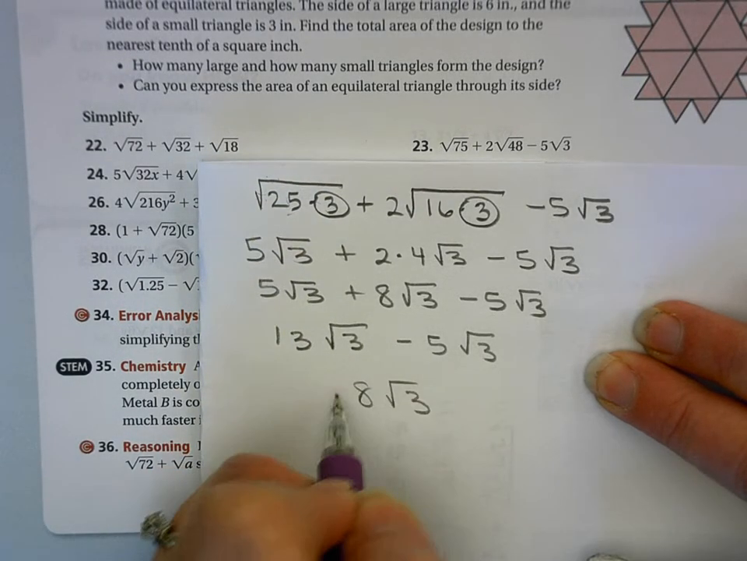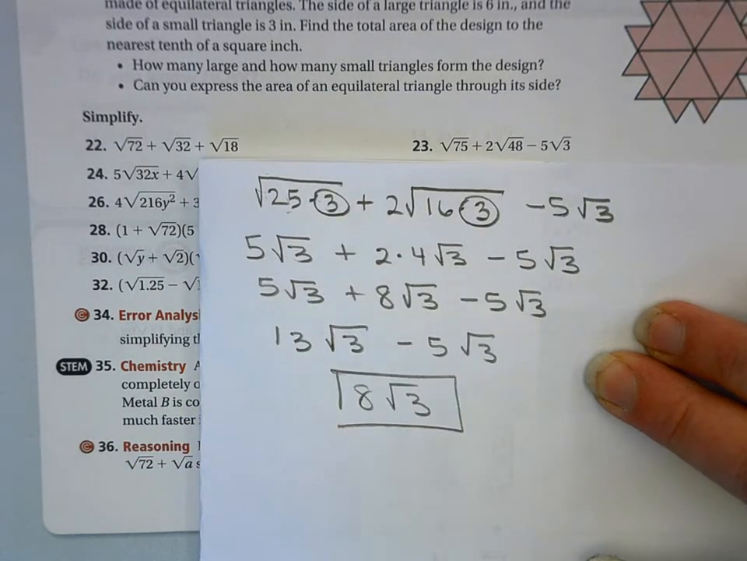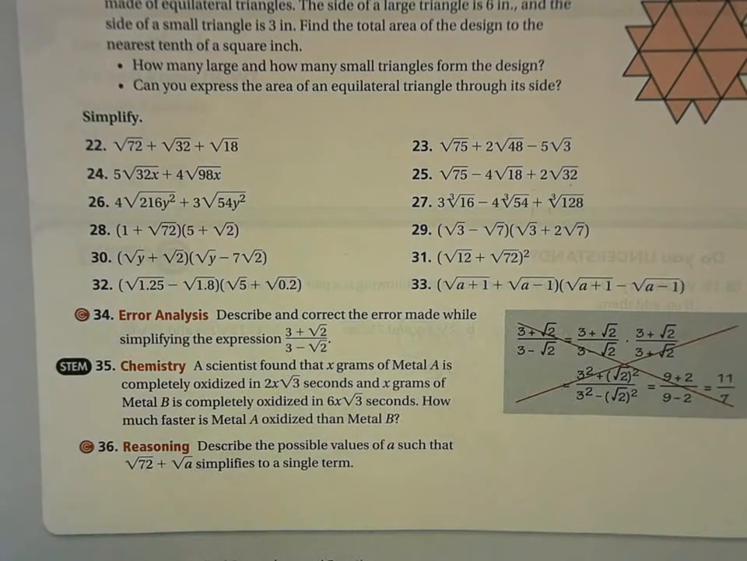So see, I got the same answer regardless by working left to right, but I could have just canceled that and said, oh, there's my answer. Okay, so that was 23. And that's it for Unit 6, Objective 3.